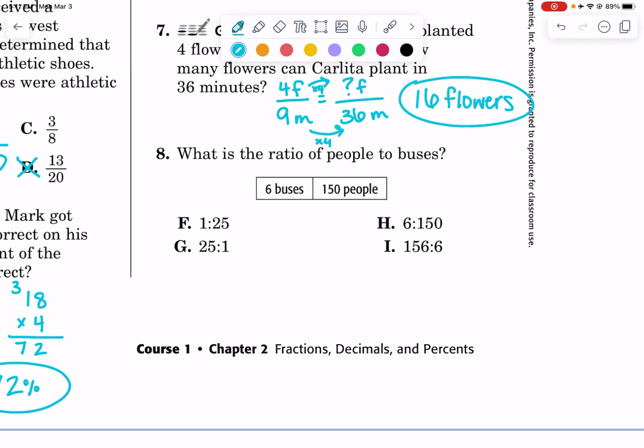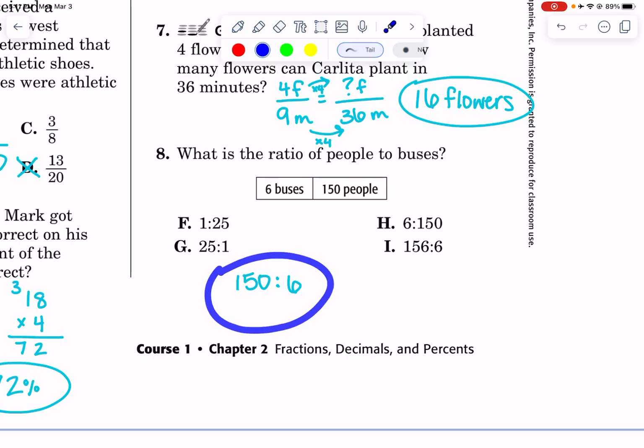Number 8, what is the ratio of people to buses? I need to pay attention to order here. People to buses. Order matters. So how many people does it give me in the table? It gives me 150 people. How many buses does it tell me in the table? It gives me 6 buses.